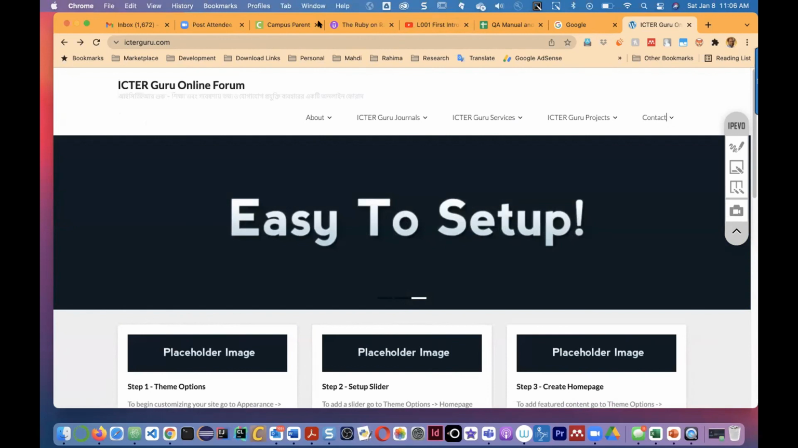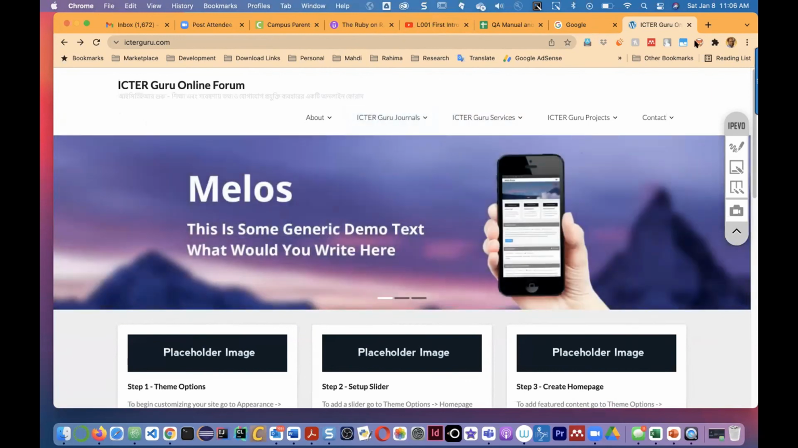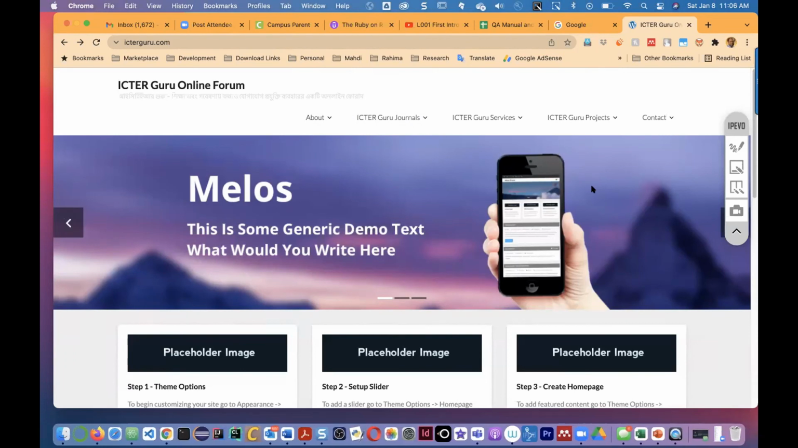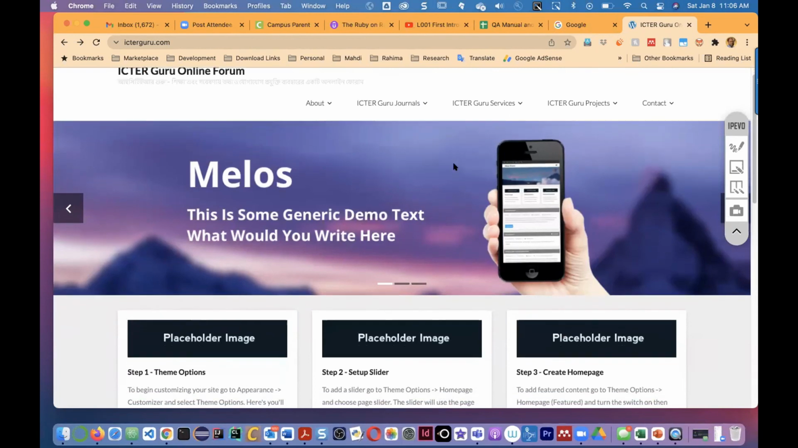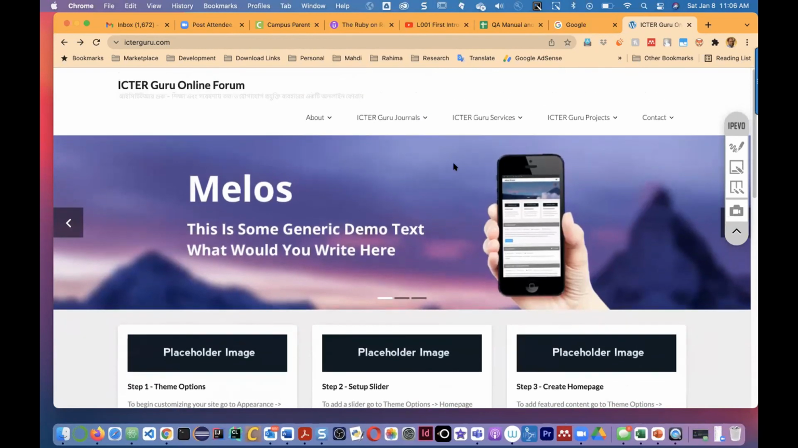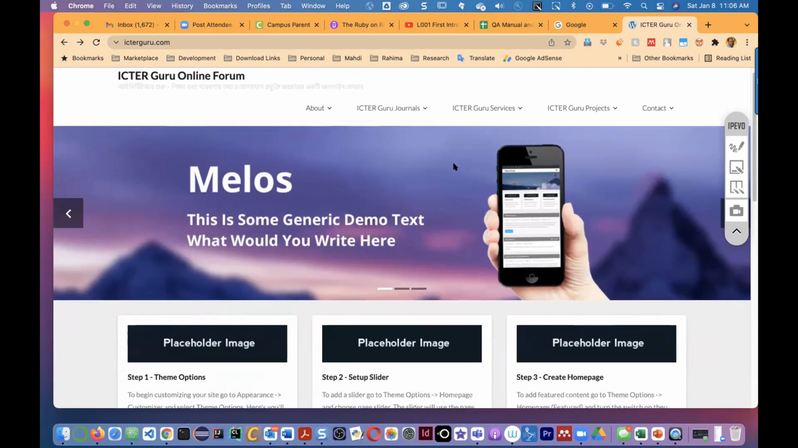Yeah, you can use the logo. Okay, that is one thing. I don't have a company logo over here, but I can certainly use a logo. What else? Below the ICTR Guru, this is not enabled, or I can't read it. So it's a cosmetic issue, sir. Yeah, these are cosmetic issues, cosmetic testing.